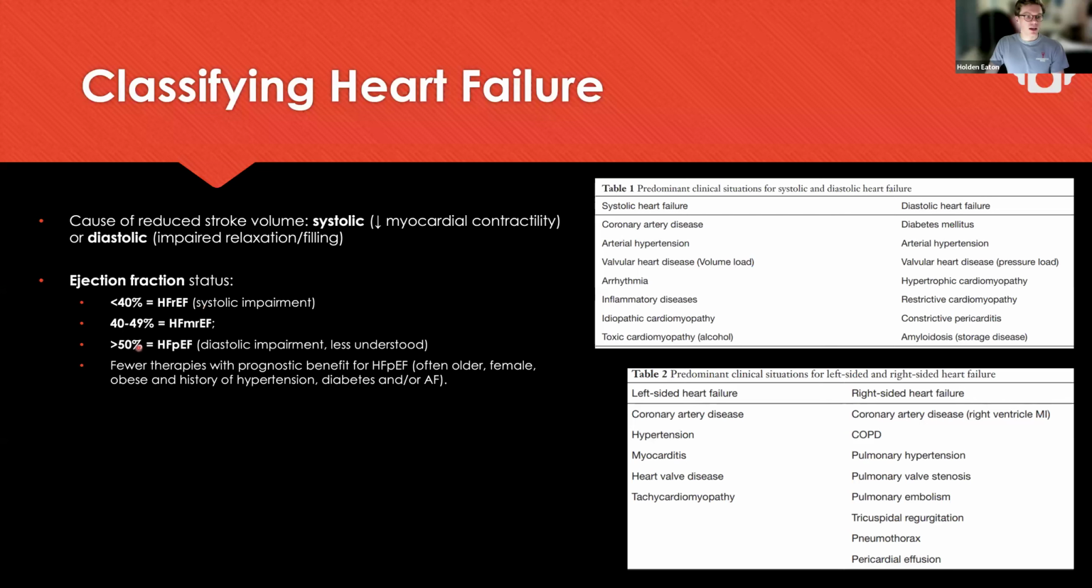HFrEF outcomes. HFpEF, heart failure with preserved ejection fraction, or relatively preserved, is a diastolic impairment. So something about the stretching of the heart is inefficient. So if we think about Frank Starling, you want good stretch to allow for increased strength of contraction. Something about that stretch is wrong. Either there's some fibrosis, so it doesn't stretch all the way, or it stretches too much. Something about that is wrong.